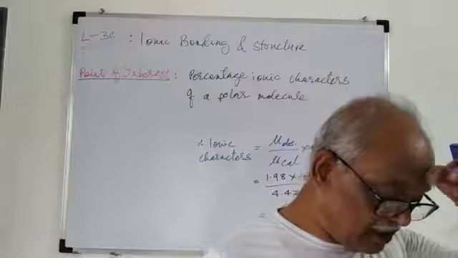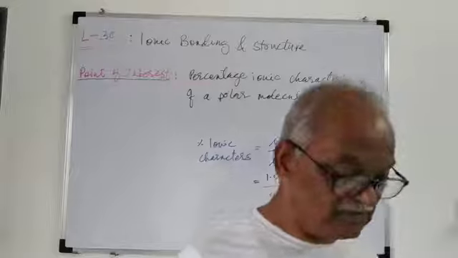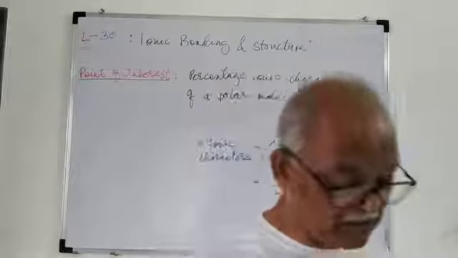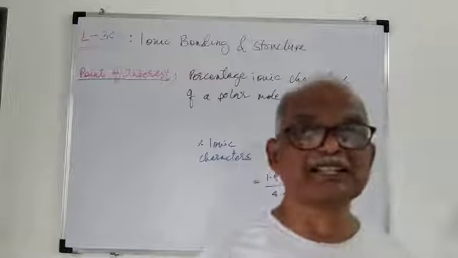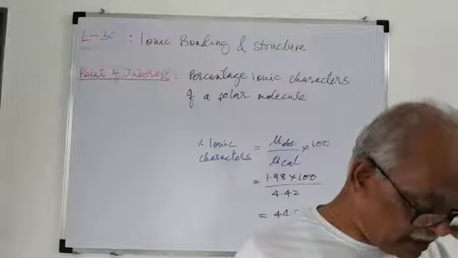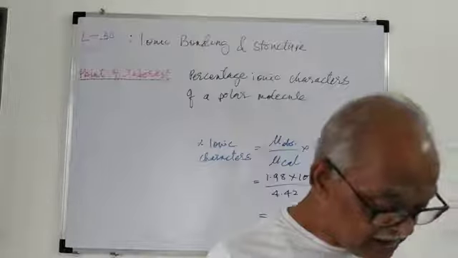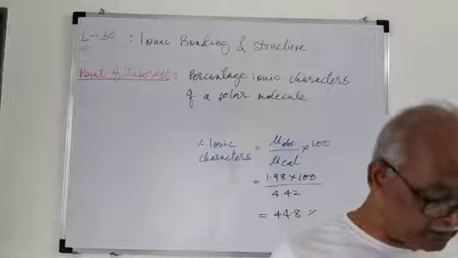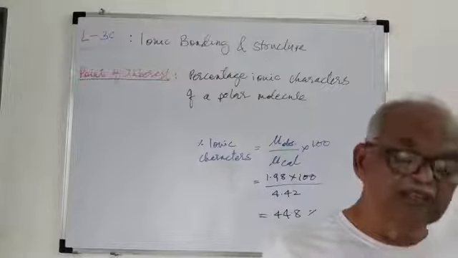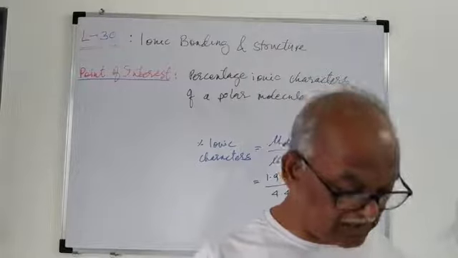Then there are some other factors which are also responsible for the ionic characters. These are the hybridization of atomic orbitals of the central atom, the direction of the lone pair, and also the contribution of the total dipole moment of the molecule. So the net contribution of the total dipole moment also varies.